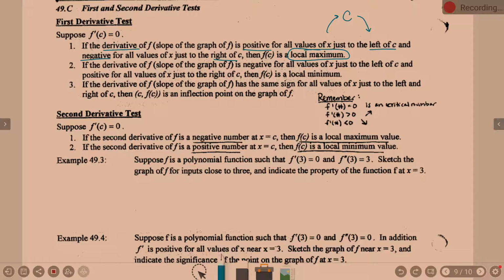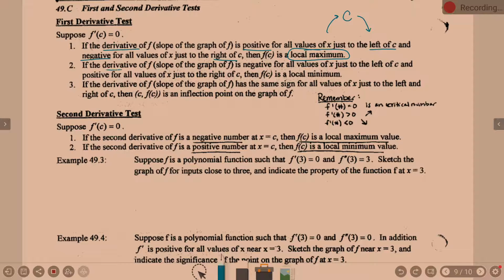I know you think kind of like, ugh, words. I agree. But we have to dissect it. That's what number one is saying right there. If your derivative is positive before the critical point and negative after the critical point, then that's a maximum in question. So can you guess what 2 is going to do?